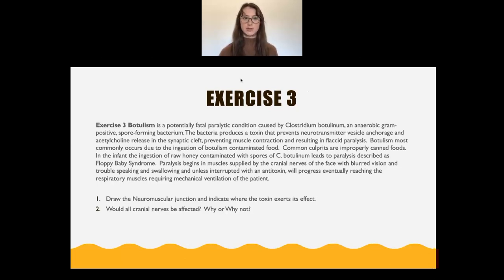This condition, botulism, most commonly occurs due to the ingestion of botulism-containing food. Common culprits for this are improperly canned food. So in the infant, the ingestion of raw honey contaminated with spores of this bacteria leads to paralysis, described as floppy baby syndrome. So if babies get this, it can not be good because when you pick them up, if you look up pictures of this, it literally looks like you're holding up a puppy instead of a baby.